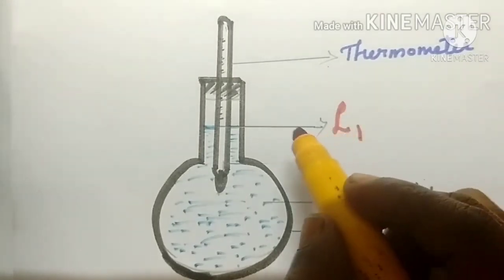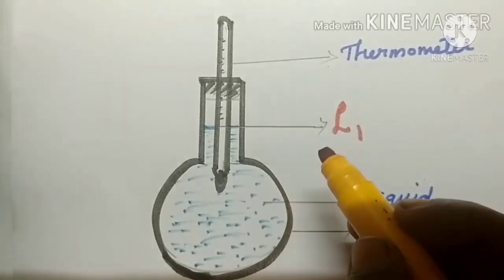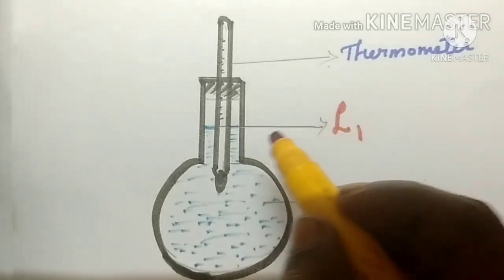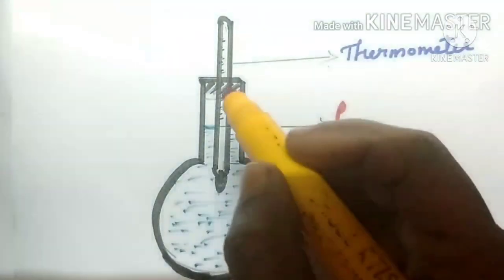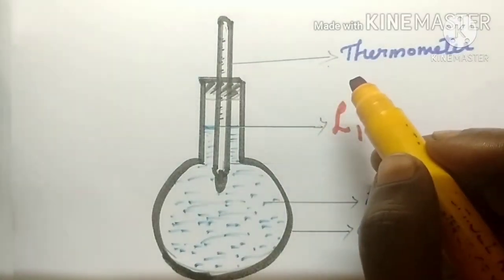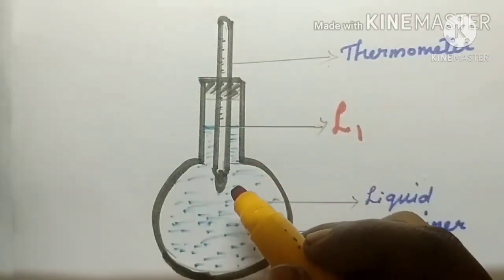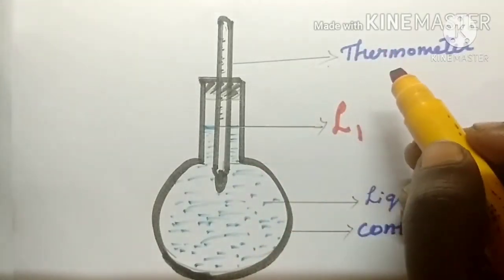This is the initial level of the liquid before heating. First we have to mark the level of the liquid, that is L1. The thermometer is already inserted here to measure the temperature. When we are applying the heat energy, we can measure the temperature by using this thermometer.